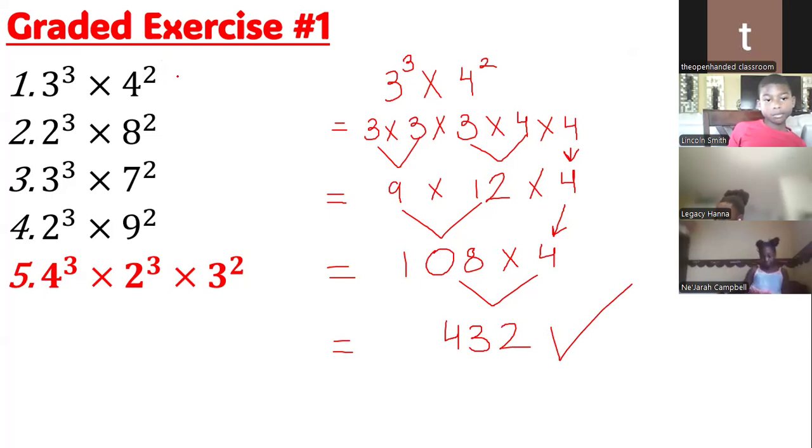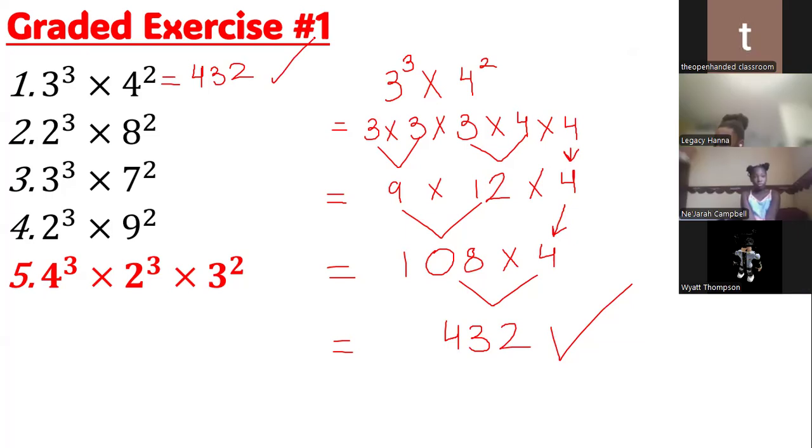432. Who all got number one right, please? Let me know, please. I did. Can I mark it right? Yes, if you got it right, please mark it. If you got it wrong, please make a correction. Wyatt, did you get number one right? Yes, sir. Roscoe, did you get number one right?